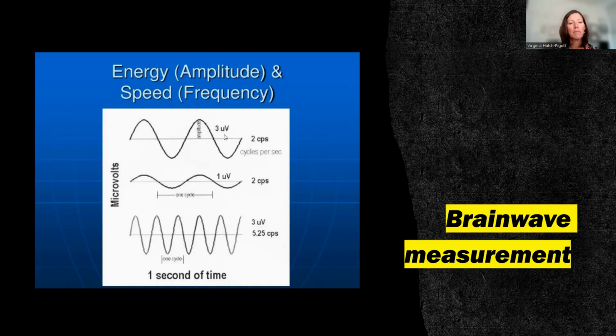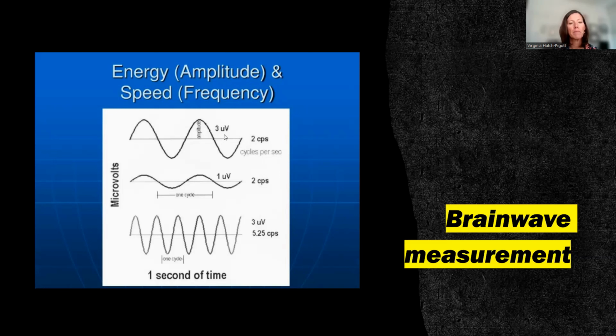The unit of measure for amplitude is microvolts. This is true for all waves, not just brain waves. For instance, sound and light are also waves and can be measured in a similar way. So again, amplitude is the distance between the resting position and the maximum displacement of the wave, and frequency is the number of waves passing by a specific point in 1 second.